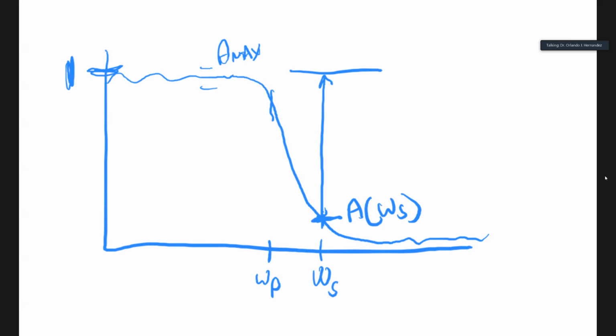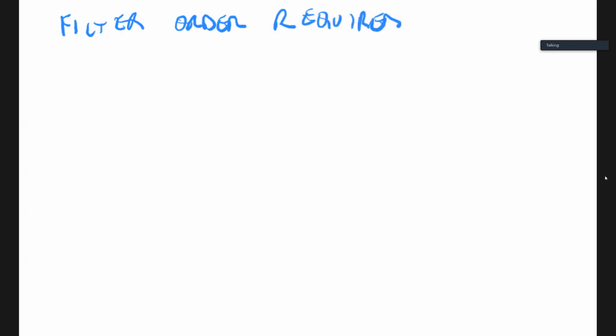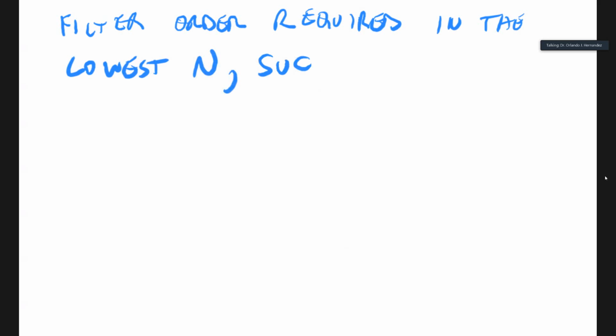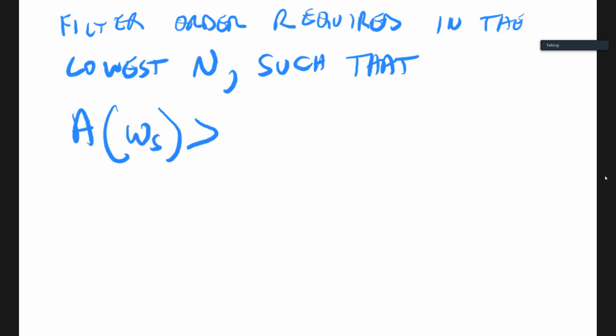All right, so what else have we learned from studying these filters is that the filter order required, this is important, is the lowest n, because we don't want to make it more complex than it needs to be, such that the attenuation is greater than the minimum that we need.